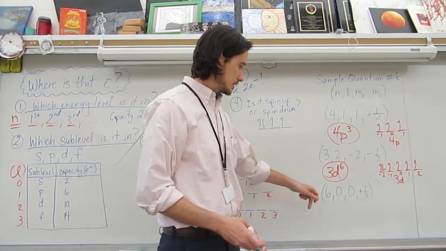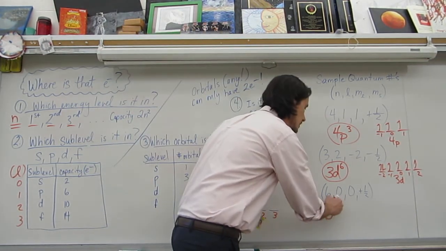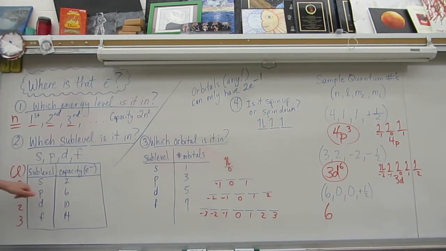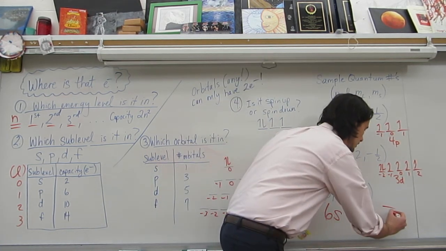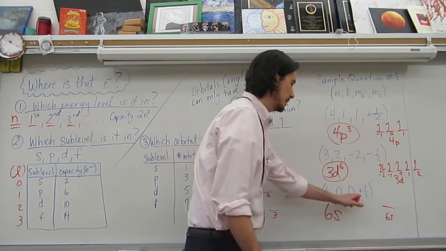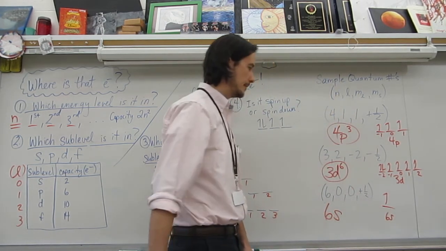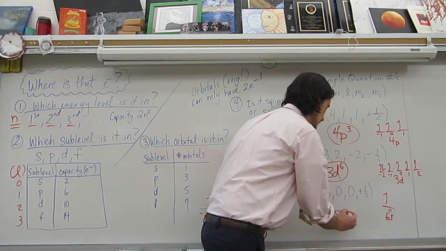And then the last one, we've got 6. Sublevel number is 0, which is an S. 6S. S only has 1 orbital, and it says +1/2, so I draw that. M sub L is 0, so maybe 6S1.